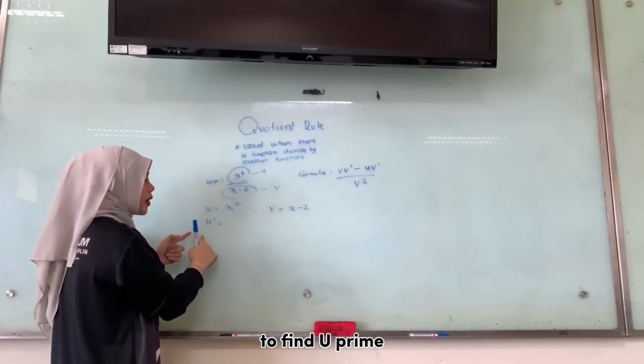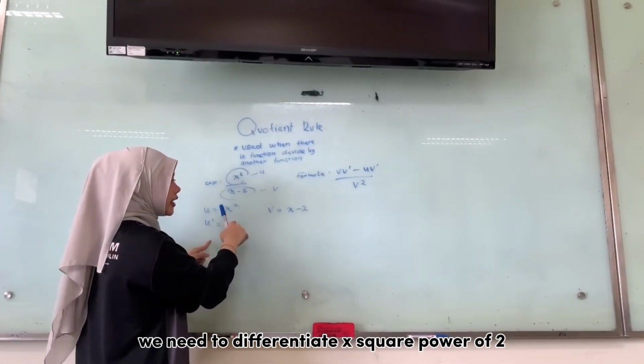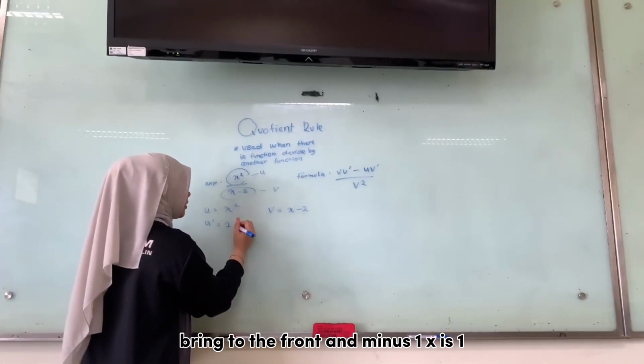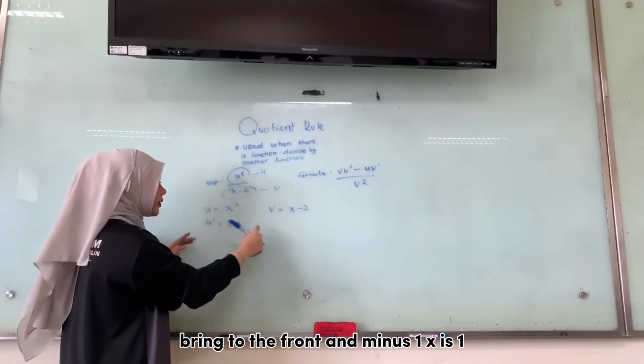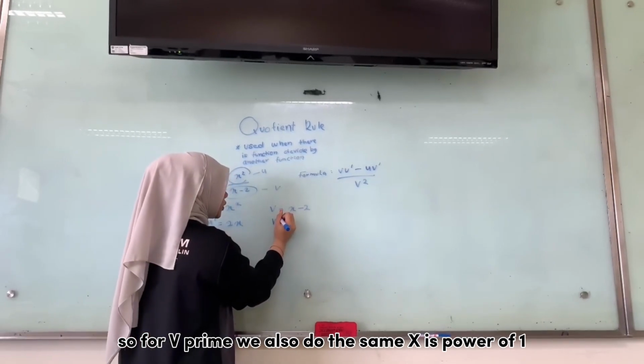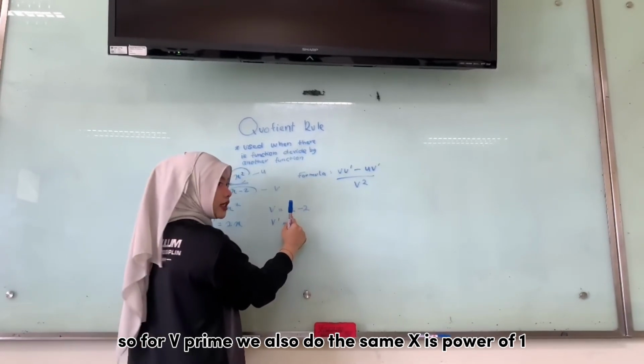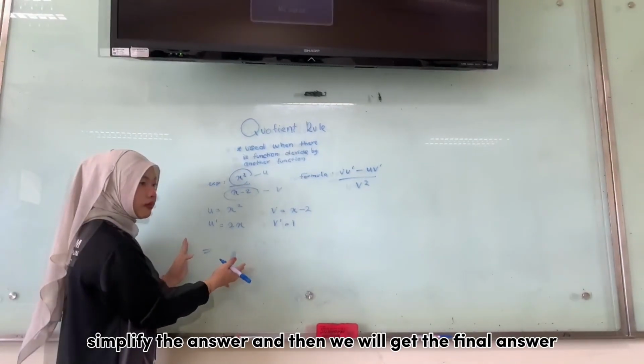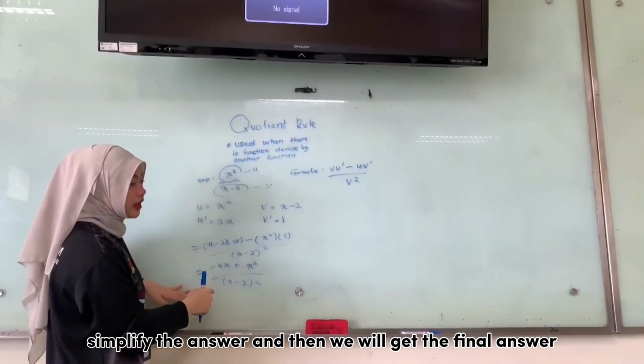To find u prime, we need to differentiate x squared. Power of 2 bring to the front and minus 1. x is 1. So for v prime, we also do the same. x is power of 1, so we just get 1. Simplify the answer, and then we will get the final answer.